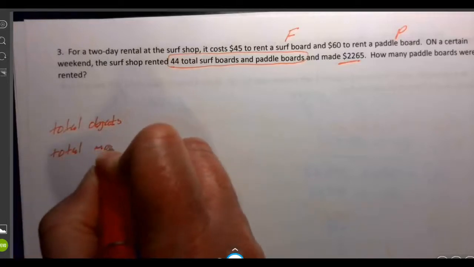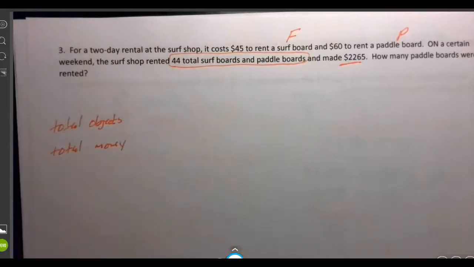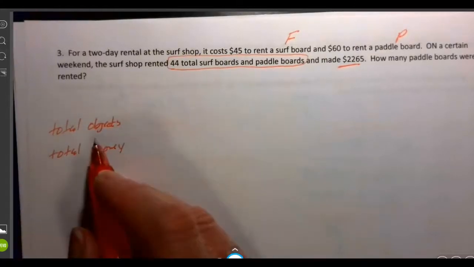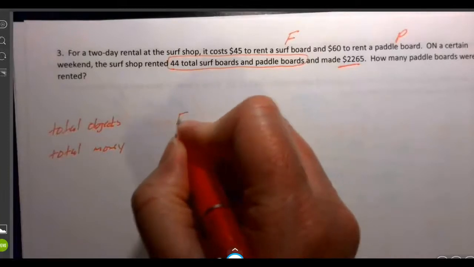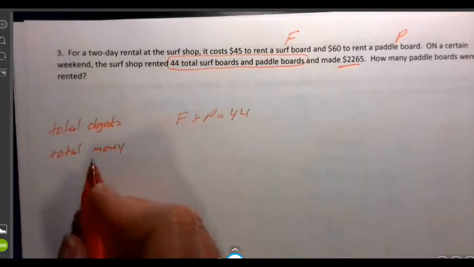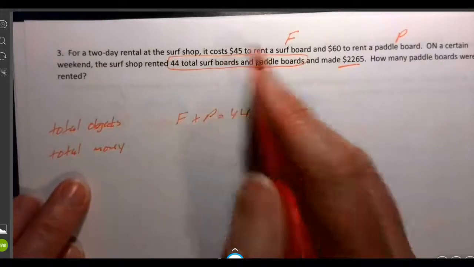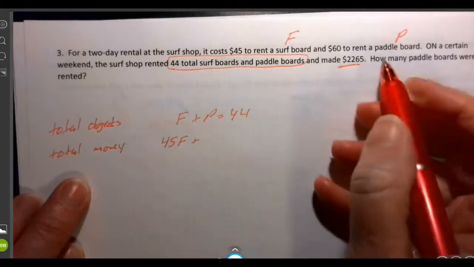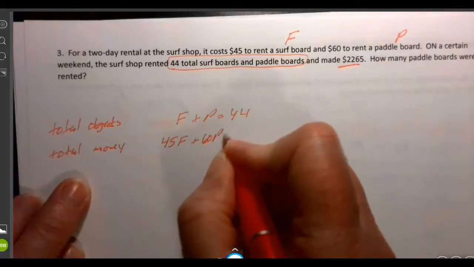I'd like you to pause your video right now and try writing out those equations on your own. So if I'm going to do a total number of objects, I'm going to have F plus P is equal to 44. Now total money, I have to go back to how much the surfboard was. That costs 45 for the surfboard, and it costs 60 for the paddleboard.